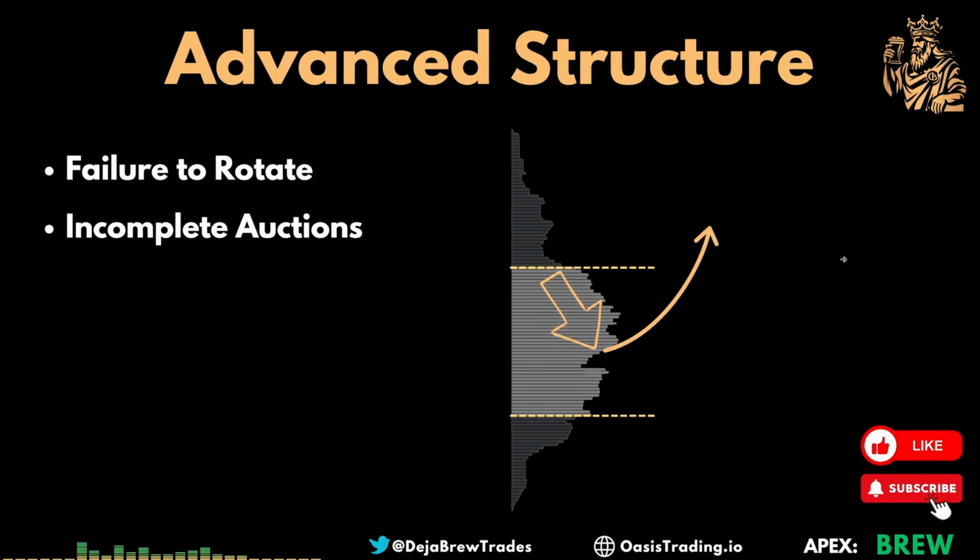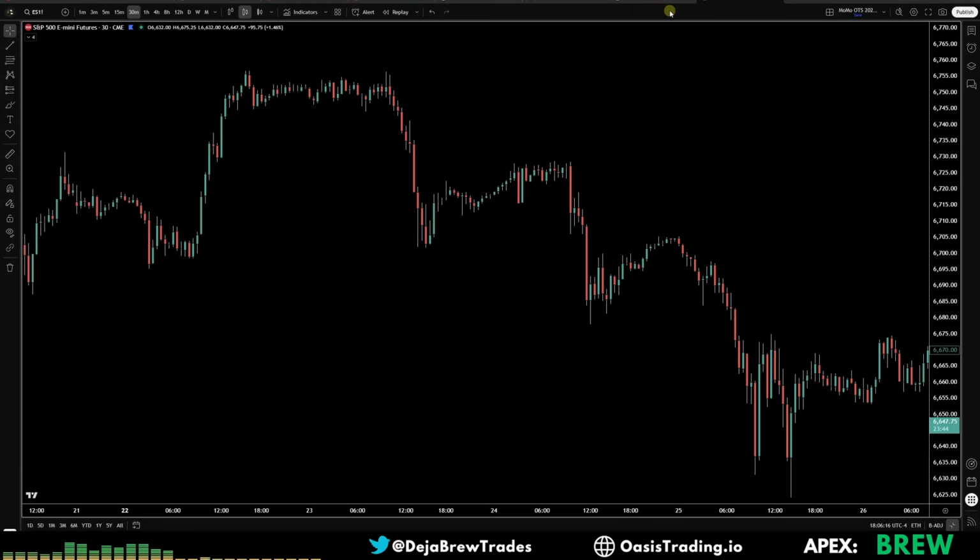And finally, for advanced structure, we're going to talk about using a failure to rotate and an incomplete auction, which obviously is going to make more sense when you understand my volume profile techniques, but using this can be very powerful in your trading with market structure shifts. All right, let's take a look at some examples here.